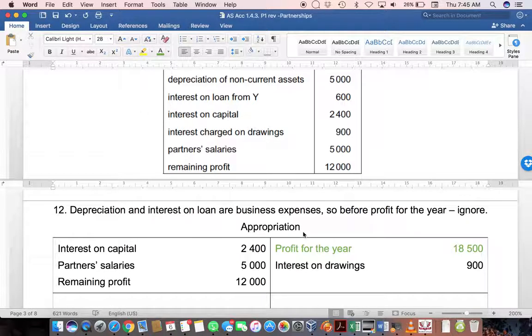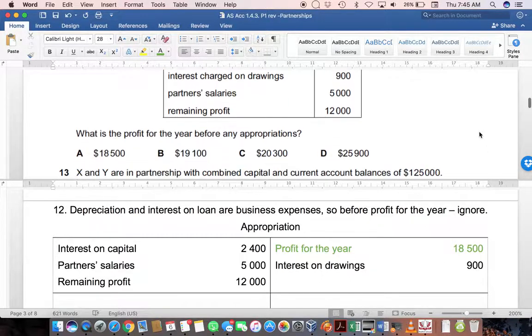The easiest way to do this is to actually draw up a rough T account for appropriation to see how this is done. We enter in all the information that is given with our interest on capital and partner salaries and remaining profit on the debit side, as those are the amounts that are credited to the partners' current accounts. And on the credit side, we will show the interest on drawings that has been charged. The missing figure here is then the profit for the year that would have been brought across from the statement of income. And this amount would have been after the depreciation and interest on loan.